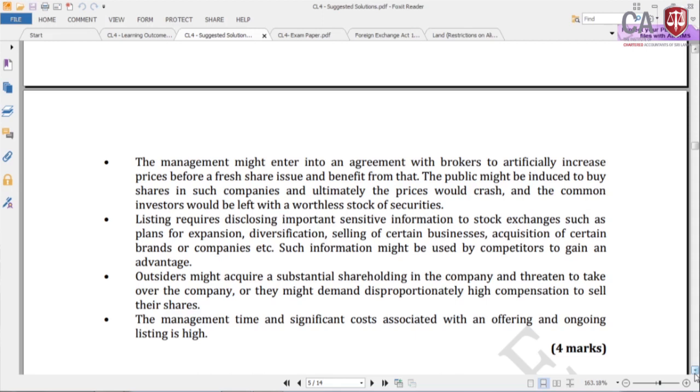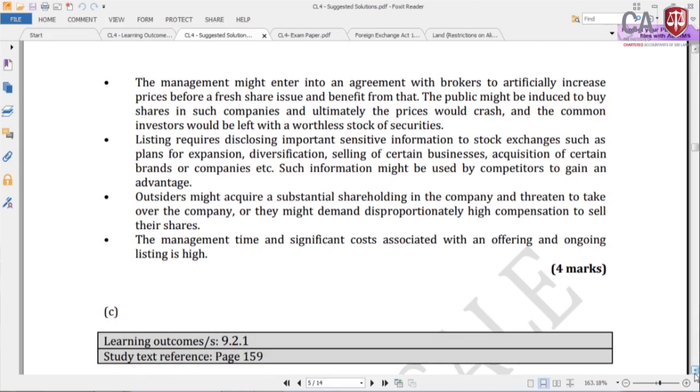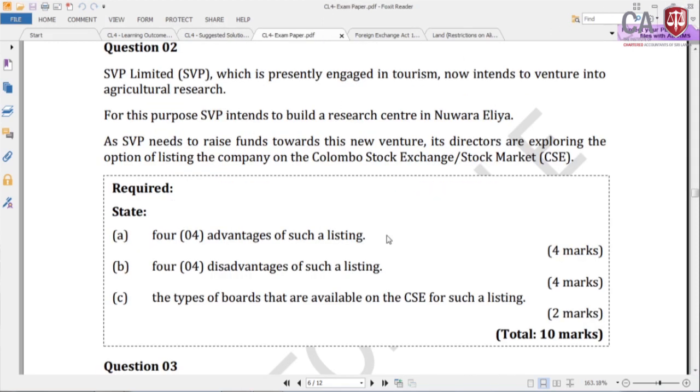The management time and significant costs associated with maintaining an ongoing listing is high, so you can take any of these four for your answer to this. Then, the types of boards that are available on the Colombo Stock Exchange for such a listing.